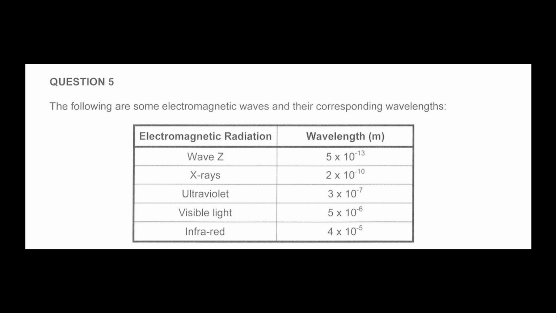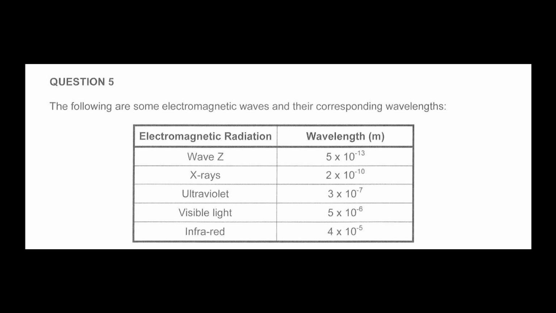A table with two columns is shown. Column 1 shows the type or the name of electromagnetic radiation: wave Z, X-rays, ultraviolet, visible light, and infrared. Column 2 shows the wavelength in meters. The wavelength of wave Z is 5 multiplied by 10 raised to the power of minus 13.